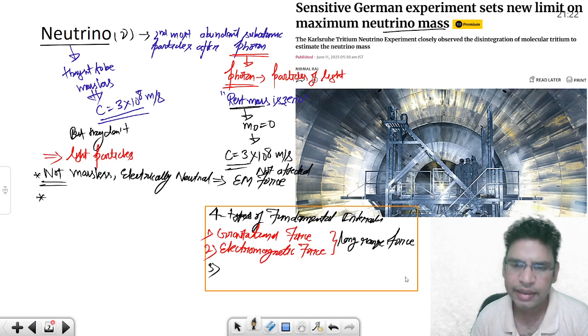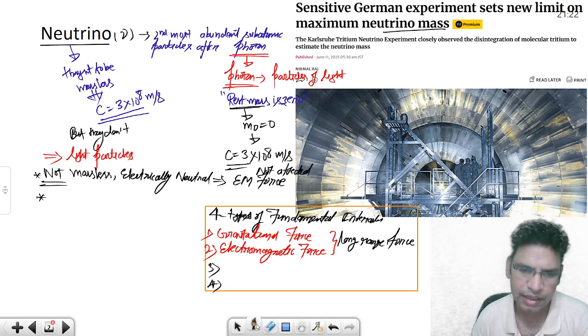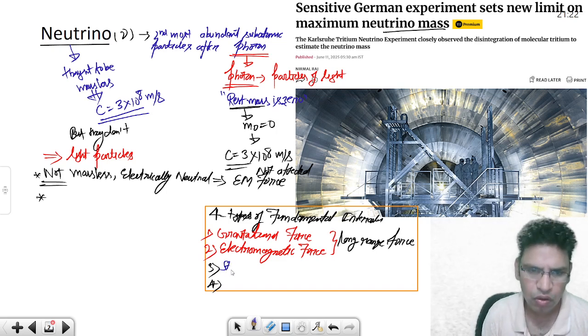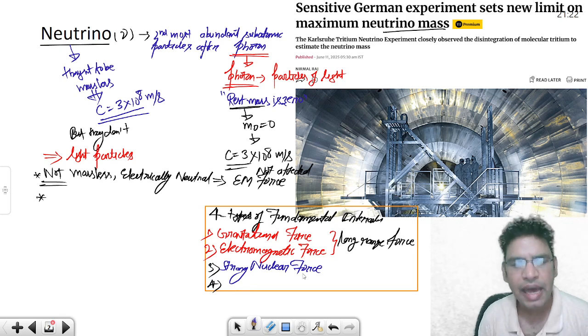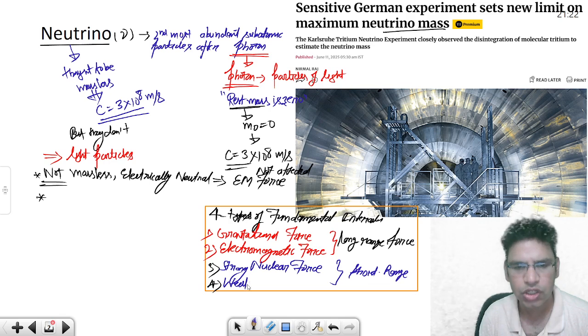The third and fourth are the strong nuclear force and the weak nuclear force. The strong nuclear force only acts within the nucleus of an atom, and therefore it is a short range force. The other force is called the weak interaction, or weak nuclear force.